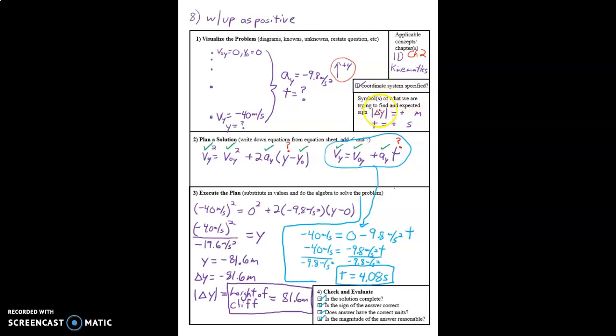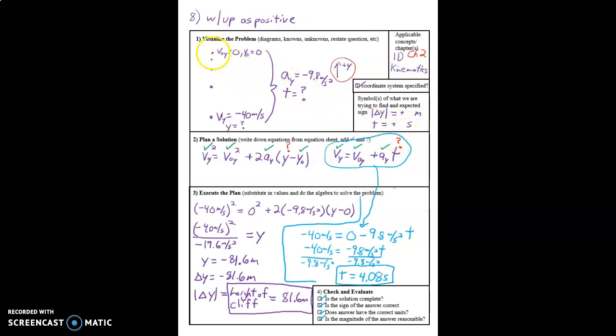What are we looking for? Well, we're looking for the height of the cliff, which is equal to the absolute value of the displacement, delta y. Since it's an absolute value, we expect that to be positive. The height of the cliff should be a positive number, and the units are meters. It didn't say that we should put that, but I think it's a nice thing to put in there what units you're expecting. Time is going to be a positive number, and the units are going to be seconds.